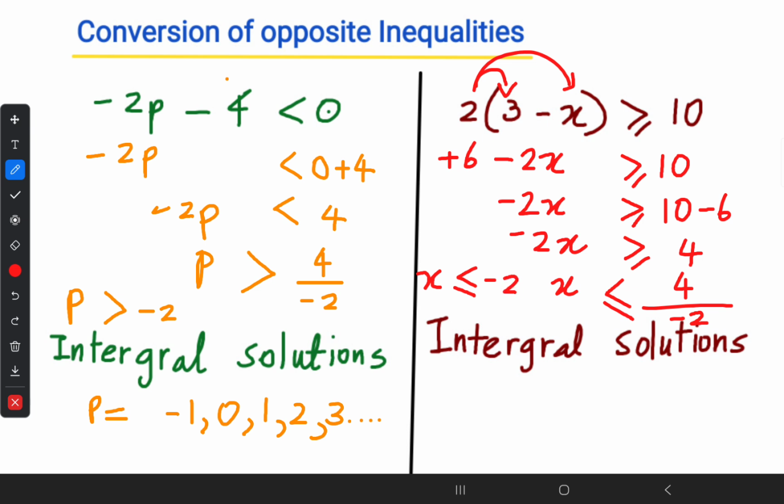So what are the integral answers for x? In this case there is an equal mark also. So x can have -2 and lesser than that. Can have -2 and less than that means -3, -4, -5. This is the way you should write the integral solutions. Keep it in mind. Only in negative division or negative multiplication, not in positive multiplication, positive division, addition, subtraction, nothing. Only two exceptions. These are the two example questions.